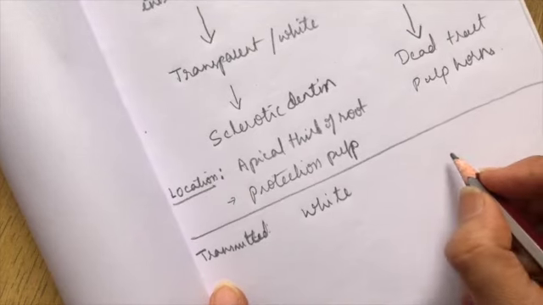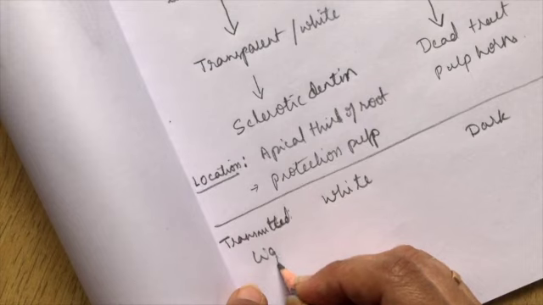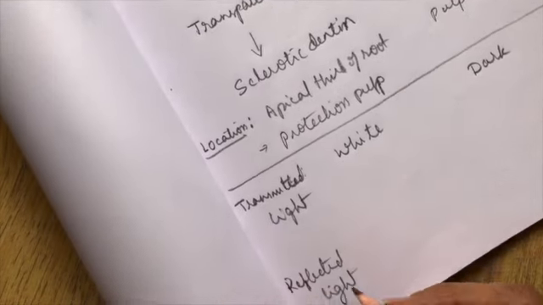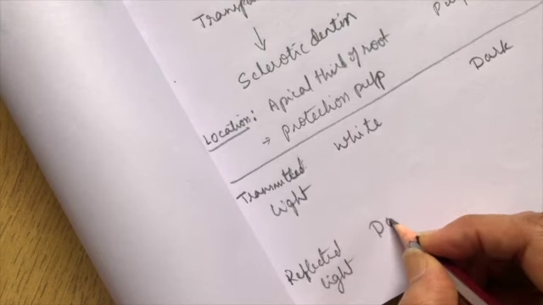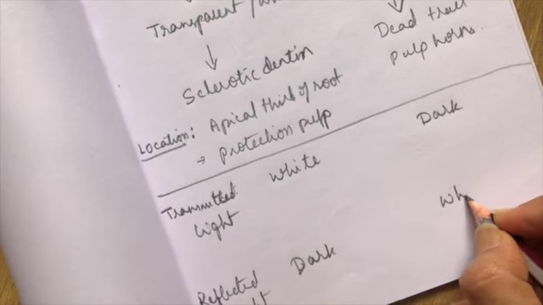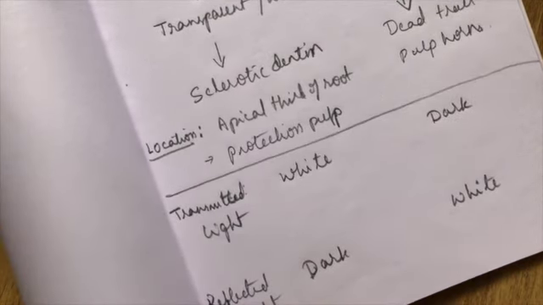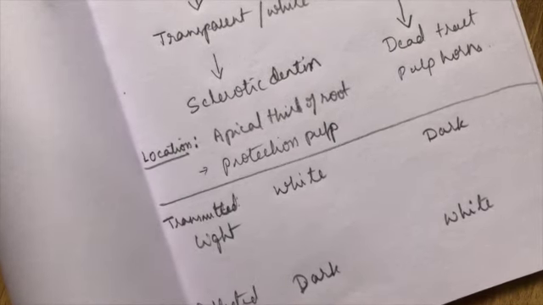whereas the dead tracts will appear dark under transmitted light microscopy, right? Whereas under the reflected light microscopy, the sclerotic dentin will appear dark and the dead tracts will appear white. So this is a very interesting characteristic feature of these two entities, sclerotic dentin and dead tracts, appearing different under transmitted and reflected light. So let's see why they appear so.